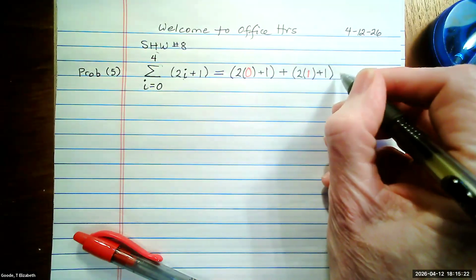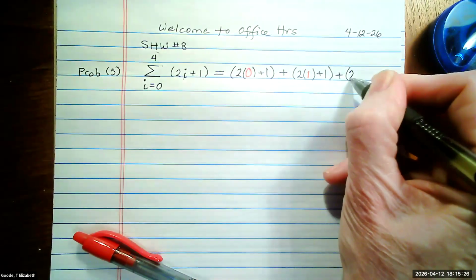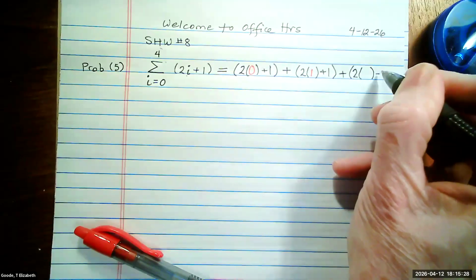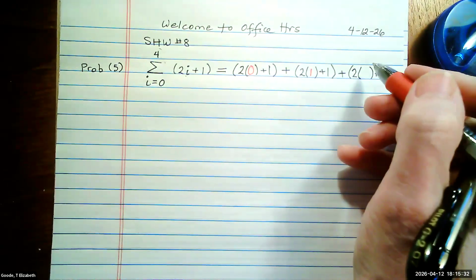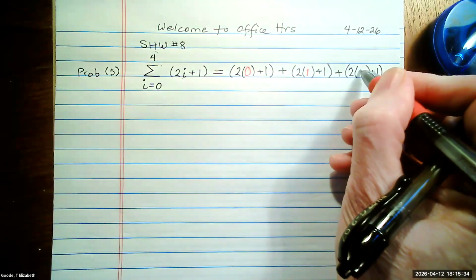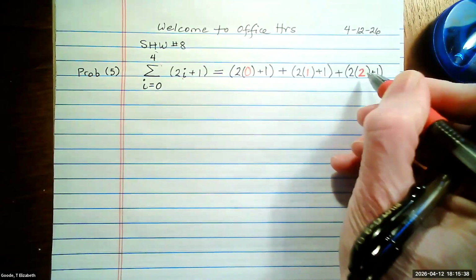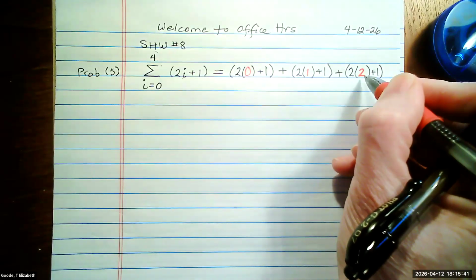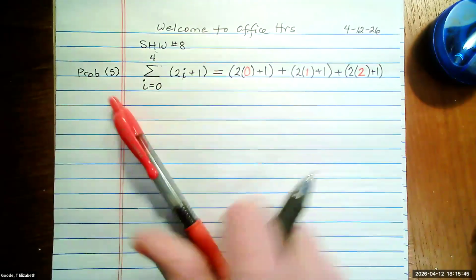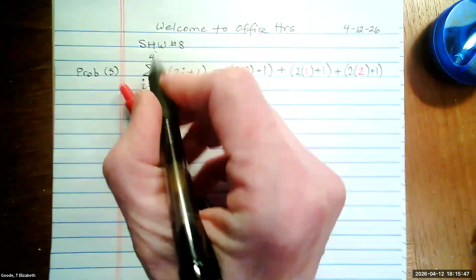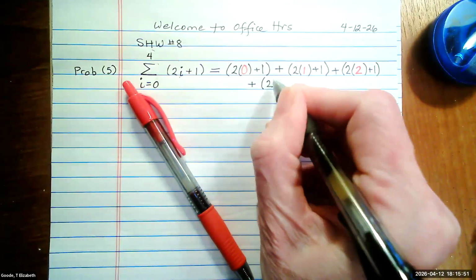What's the next term? The next term is 2 times what? Oh, times 2. Yeah, 2 times 2. You were telling me what the next indexing value is. Good. So it's 2 times 2 plus the 1. Now we keep on going and we keep incrementing I by 1. So what's the next term going to be?